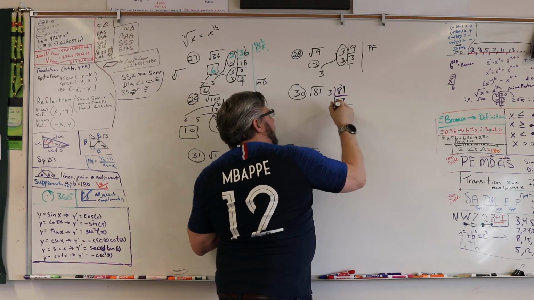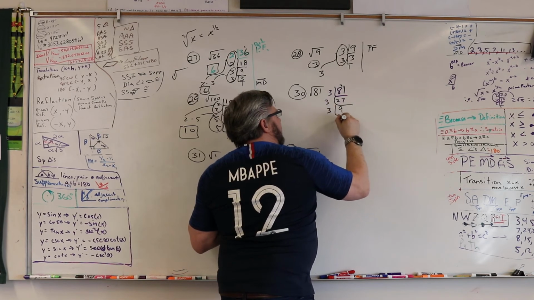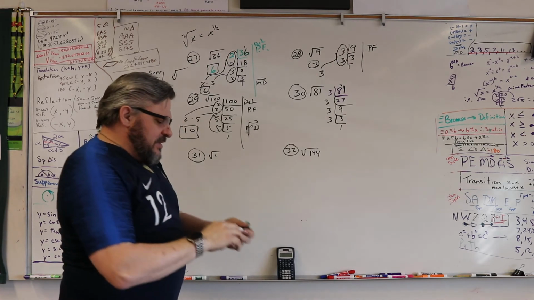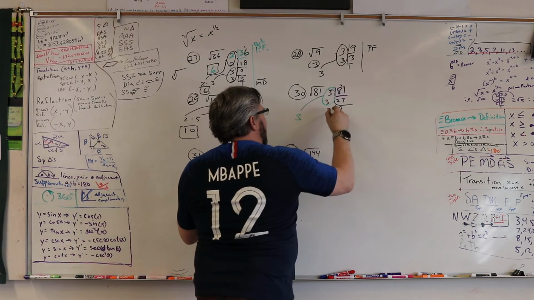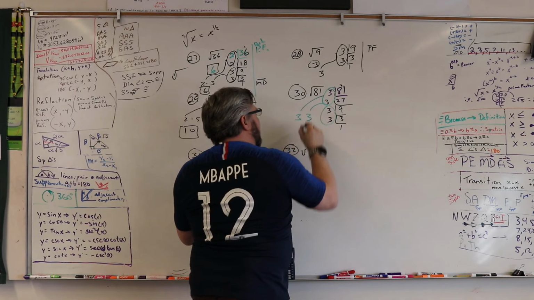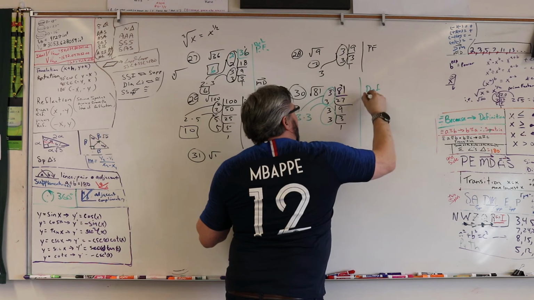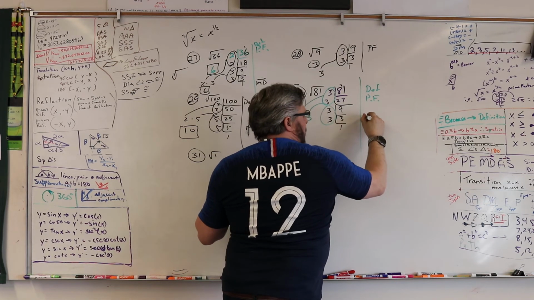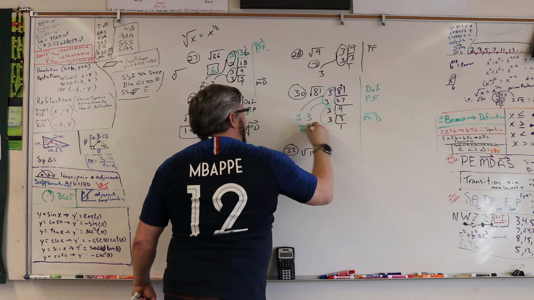Then 3 goes into 27 9 times. 3 goes into 9 3 times. 3 goes into 3 once. And we have 4 3s. What we really have is a pair of 3s and a pair of 3s, which gives us, by the definition of prime factorization along with multiplication, division from left to right, 9.